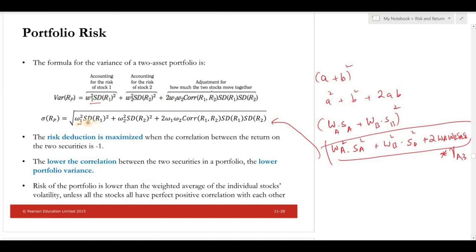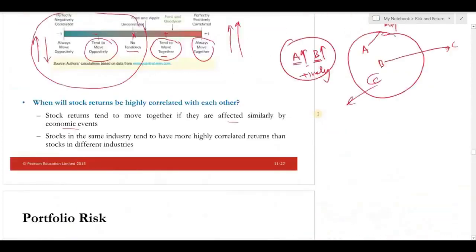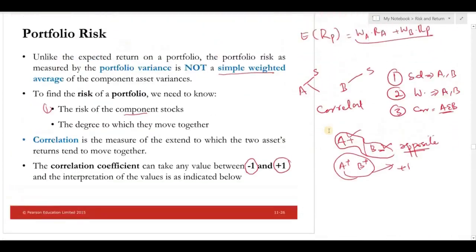So you need to remember this formula: weight of 1 standard deviation of 1 square plus weight of 2 standard deviation of 2 square plus 2 weight of 1, weight of 2, correlation of stock 1 and stock 2, and standard deviation of stock 1 and stock 2. Okay.